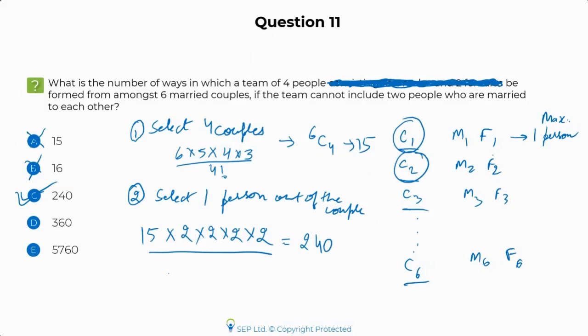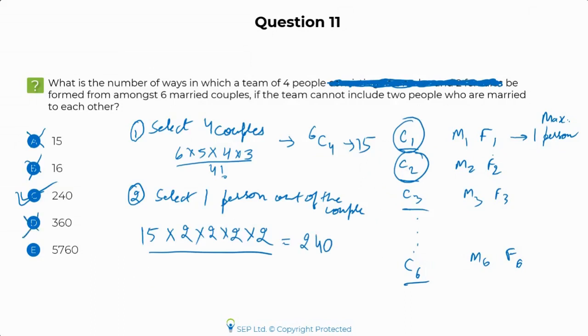Now what about people who marked D? Those of you who marked D tried to get to the answer, but hurried a little. You probably selected 4 couples in 15 ways, and then you arranged the couples amongst each other. But the arrangement is not required. Plus, you have to select people. So that is why D is incorrect.